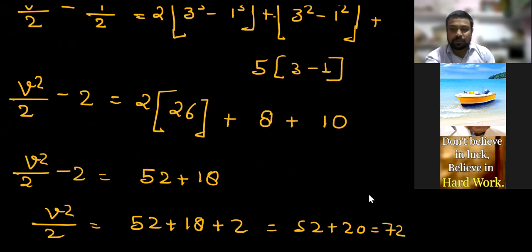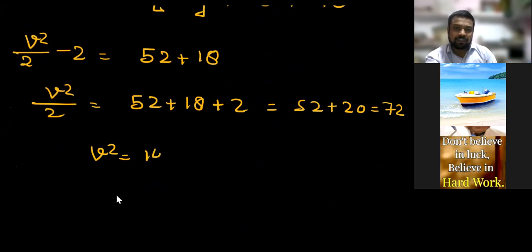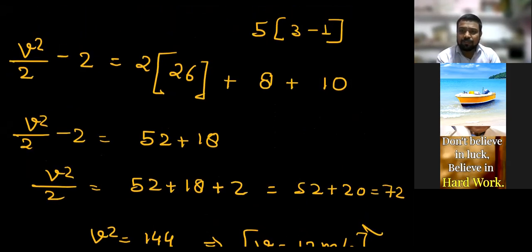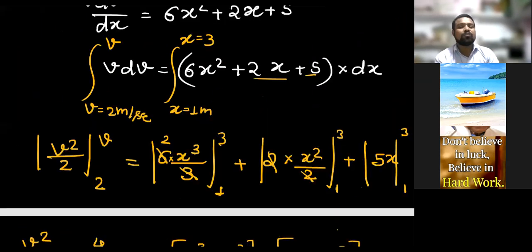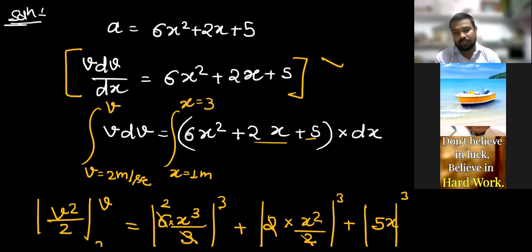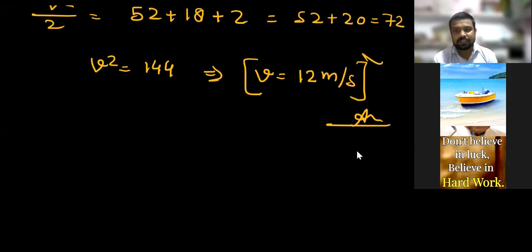It is called 72. So v square is equal to 144, and v is equal to the square root of 144, which is 12 meters per second. Clear, my dear friend? Yes, sir. This is an easy question. If the acceleration is a function of position, then firstly use this formula, take an integration on both sides, simply put the limits and solve. Clear? Yes, sir.